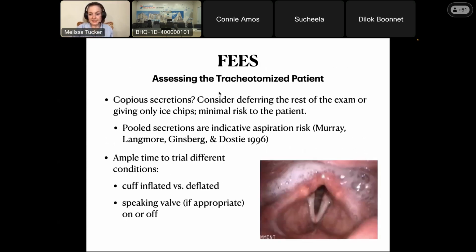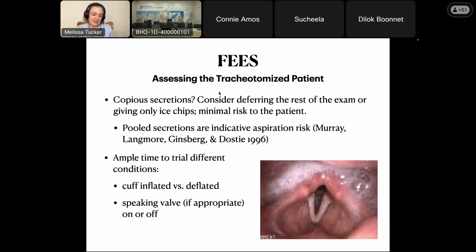Here's an example, an image from a FEES of a patient who has copious secretions. So when you're assessing the tracheostomized patient, if you're seeing copious secretions like that, those pooled secretions are indicative of aspiration risk. So there's Dr. Langmore. Dr. Langmore and some of her colleagues looked at this and commented on pooled secretions increasing risk of aspiration. So in the case of copious secretions, you might consider deferring the rest of the exam or giving only ice chips, and then there's minimal risk to the patient. All you've done is got in there and taken a look.